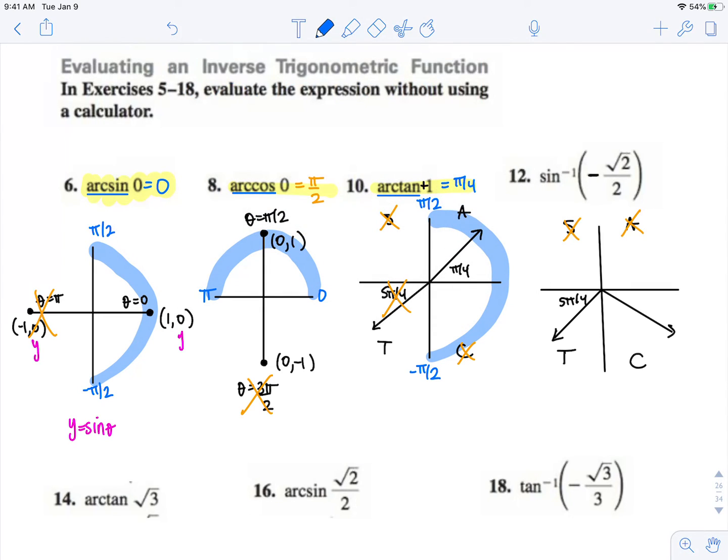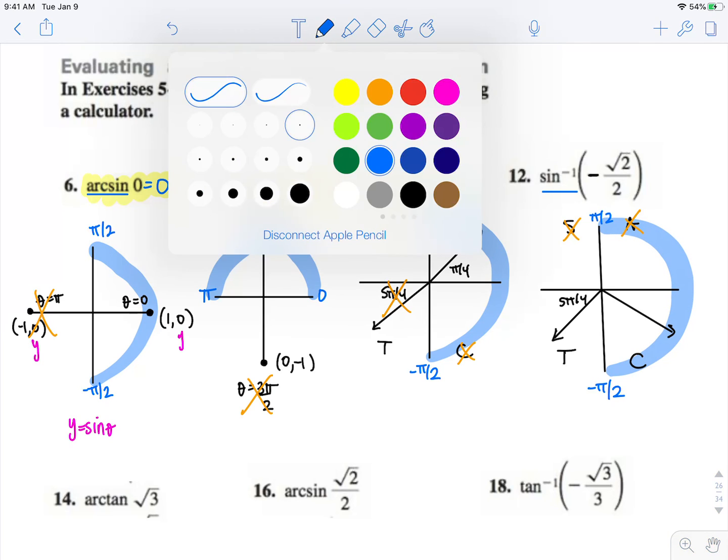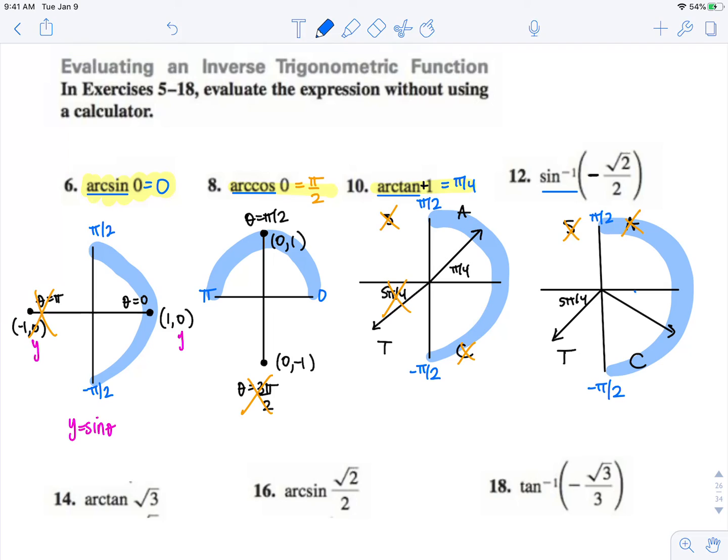So keep in mind that inverse sine is only defined between negative pi over 2 and pi over 2. So that means we can only use this right side of our circle. Now, if we are going down in the negative direction, this angle is actually negative pi over 4, right? Because it's going to negative pi over 2. So inverse sine of negative square root 2 over 2 is negative pi over 4, following inverse rules.